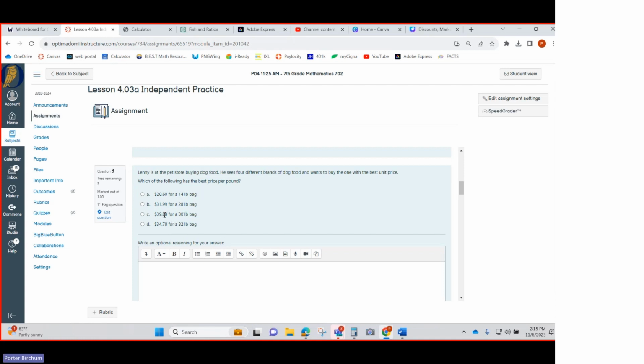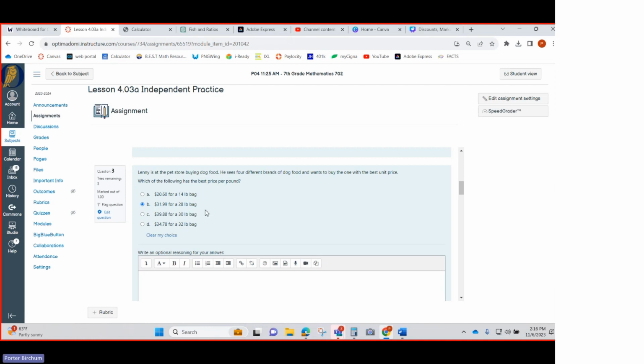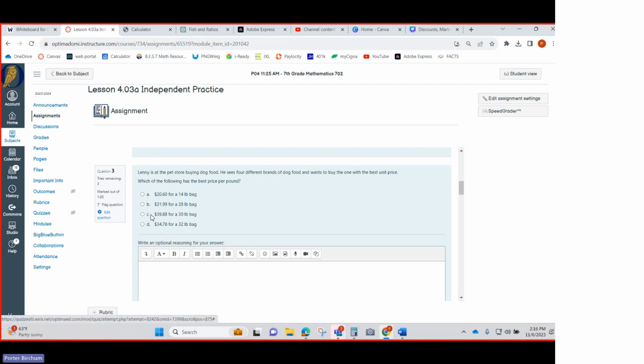This is farther away from being $1. Well, it looks like more than $1 per pound, right? Way more, because it's way more than 30. Okay. Oh, and it's also less pounds than option B, but it's more money. So I bet option C is not the correct answer. Oh, because it's more expensive and less pounds.